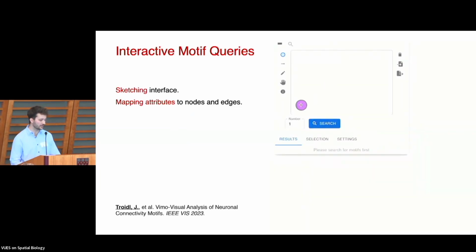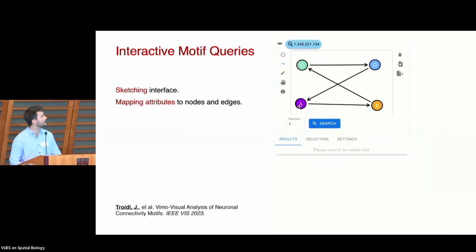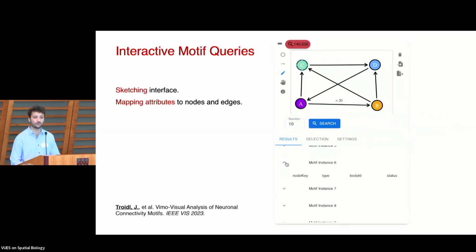So here's a quick demo. A user is drawing a 4-neuron motif and connecting it through directed edges. And the users can also additionally set certain constraints on that motif. So for example, here the user is setting a specific brain region, or here a specific connectivity strength. So about 20 synapses need to be between A and B. And then they can search that connectome for instances, so neurons that implement that sketched pattern.